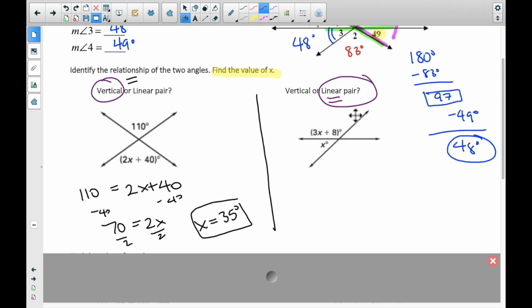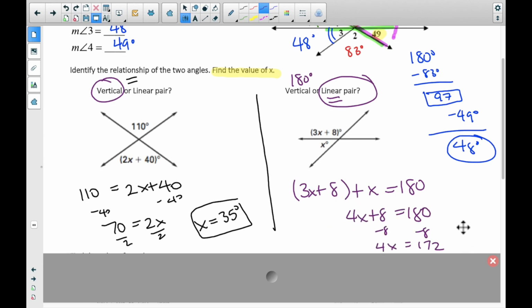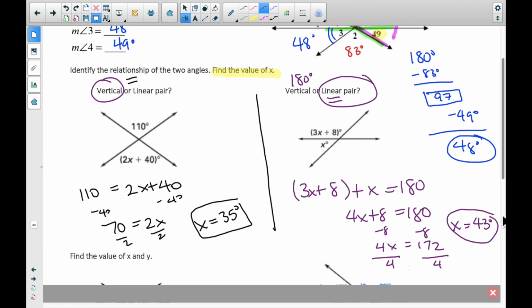Okay, this one over here we decided was a linear pair. Remember, a linear pair adds up to be 180. So we could say 3x plus 8 plus x is equal to 180. So I'm going to add my like terms, and then I'm going to bring that down and subtract 8. I get 4x is equal to 172. I need to use my calculator and take 172 divided by 4. So when I divide by 4, I get x is 43.